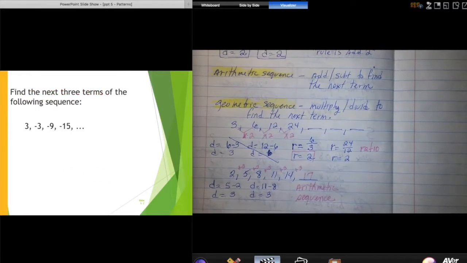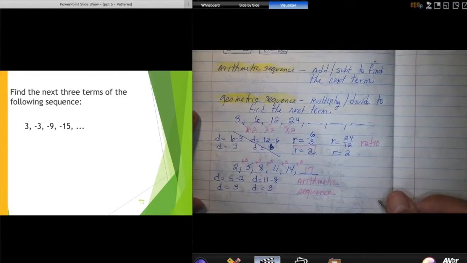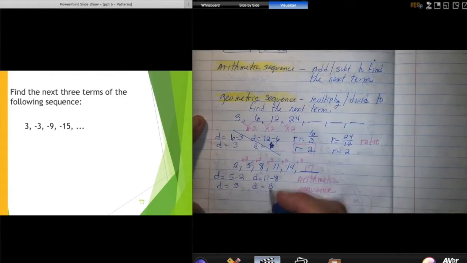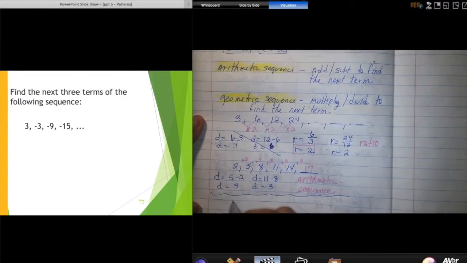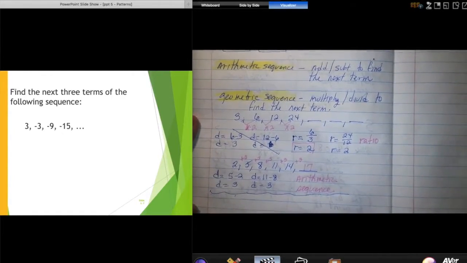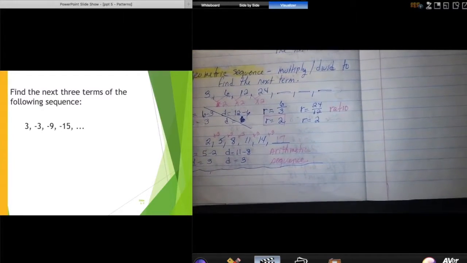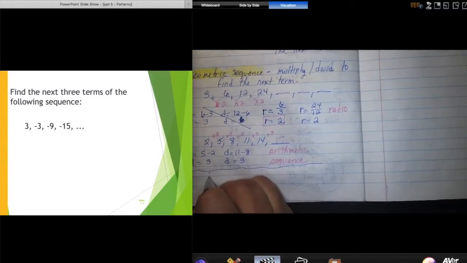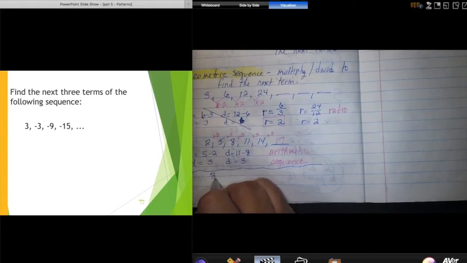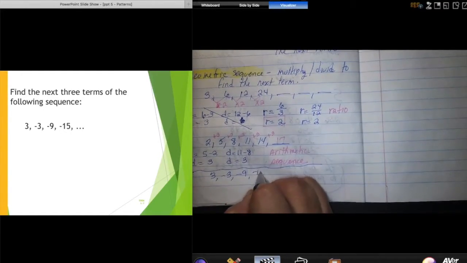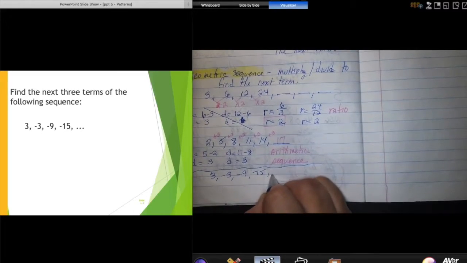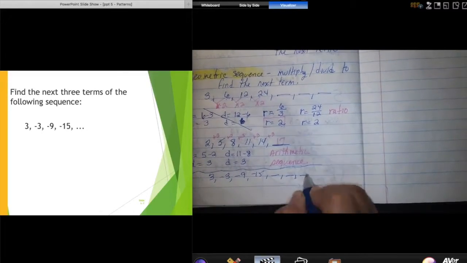Okay, let's do one that has negatives. Find the next 3 terms of the following sequence. So I have 3, -3, -9, -15, and so on.